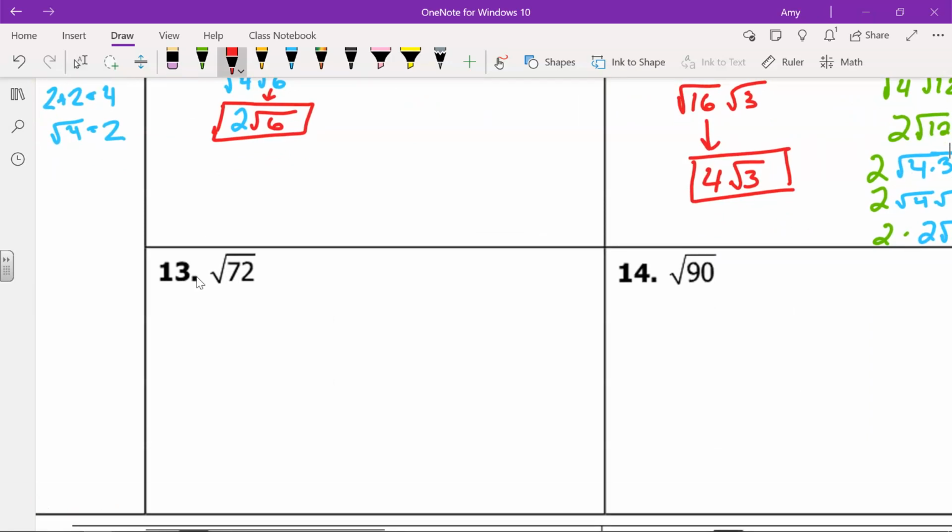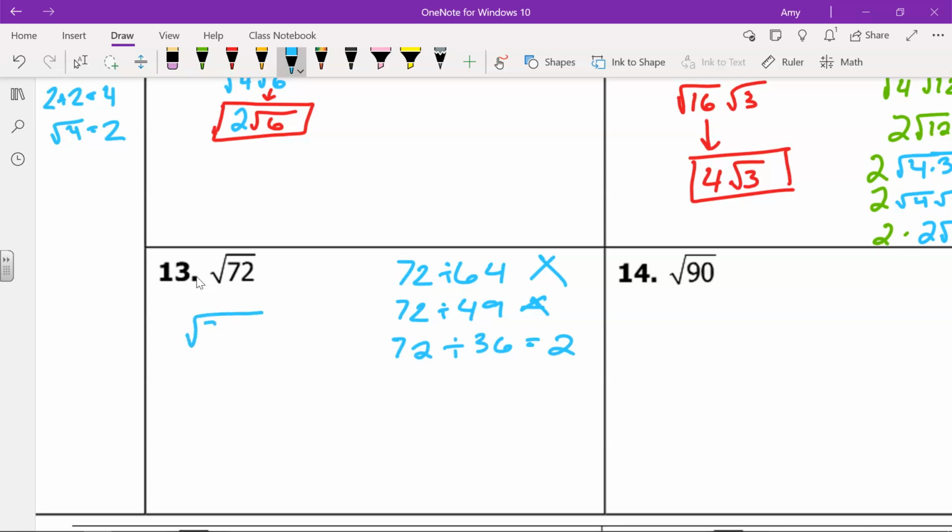So let's try 72. This is where I might use my calculator, and I could ask myself, 72 divided by 64? That doesn't work. 72 divided by 49. That doesn't work. 72 divided by 36, though, that gives me 2. So I know my factors can be 36 and 2. Now we take the square root of 36, square root of 2, and we're left with 6, square root of 2.